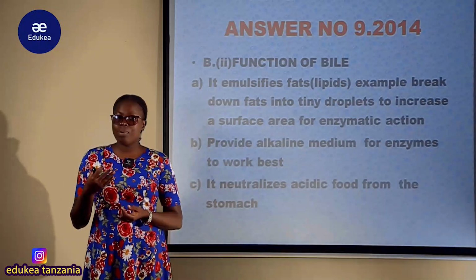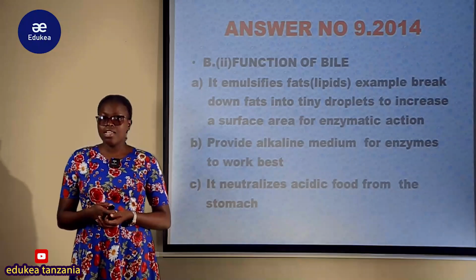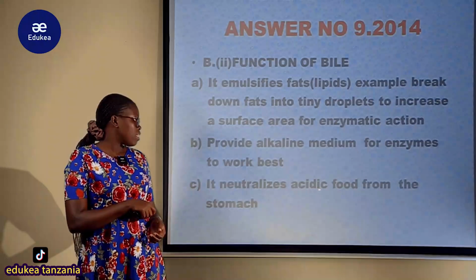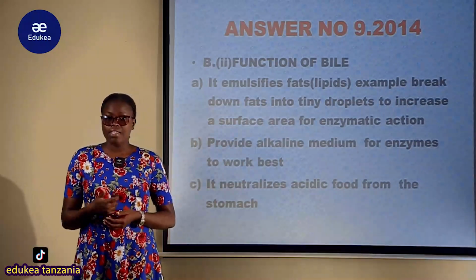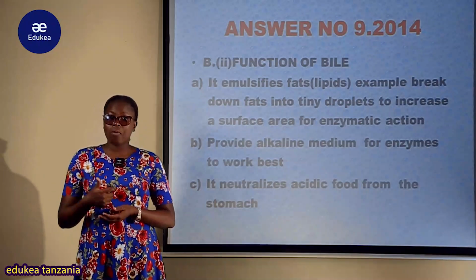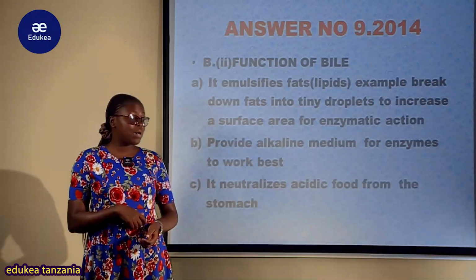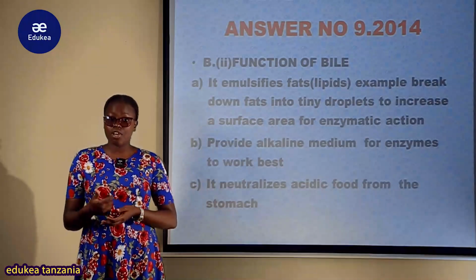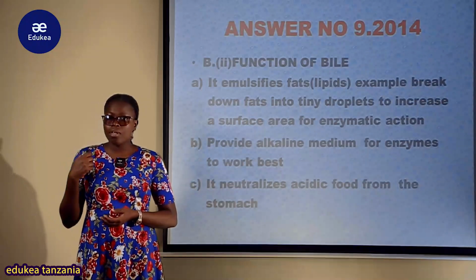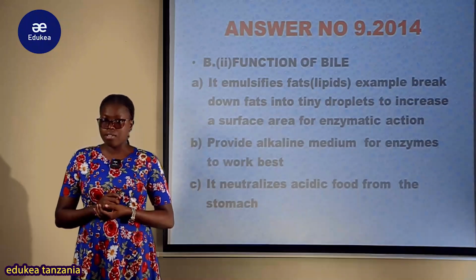So once this food passes from the stomach, before it enters the duodenum and small intestine, it tends to be neutralized by this bile, and that's why the food in the small intestine is mostly basic or alkaline. So this bile also performs the function of neutralizing the chyme produced in the stomach, so as to provide a good pH medium for the functioning of the enzymes in the body.